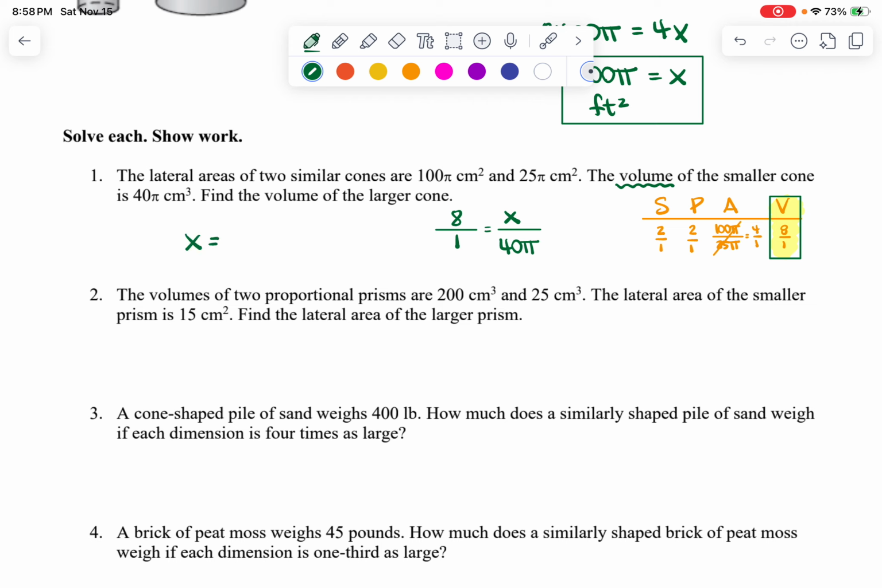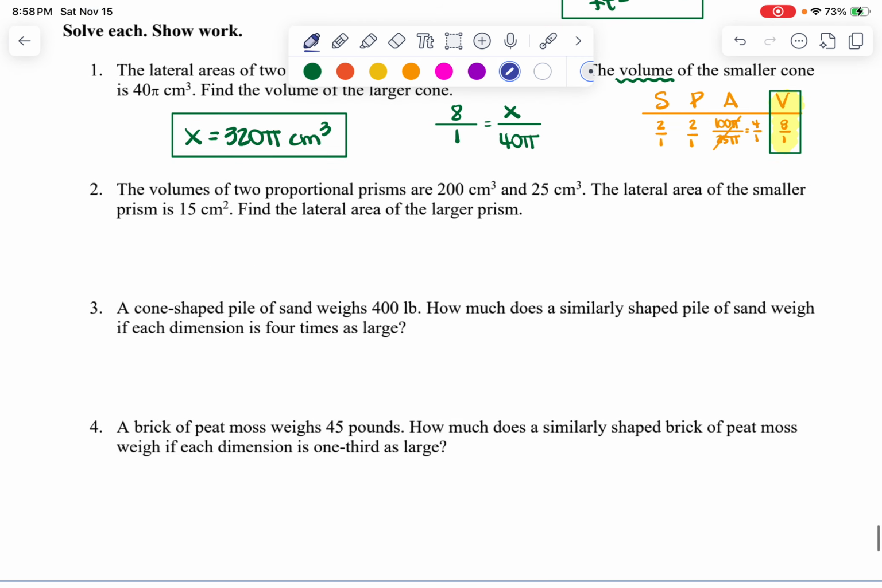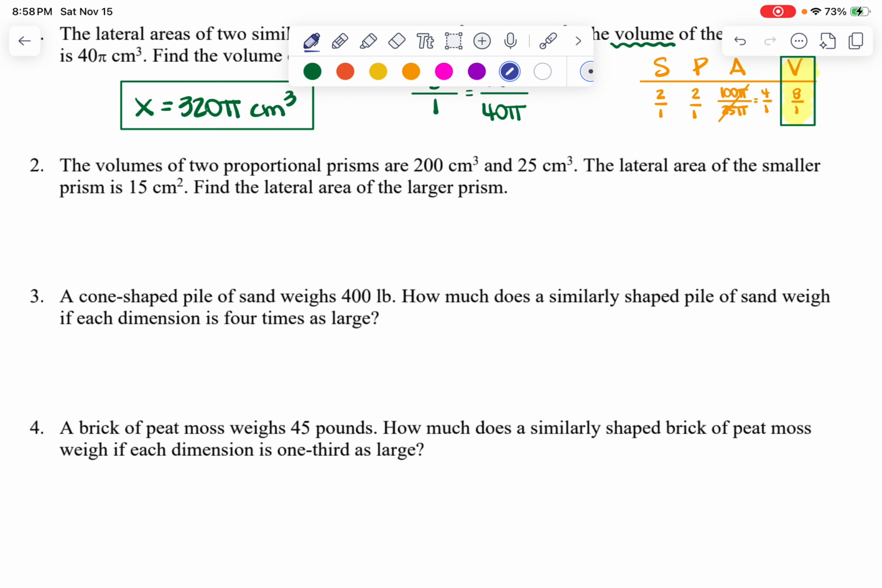But the proportion just kind of confirms that you're on the right track. So I like to go ahead and set that up. Let's see, that gives us 320 pi cubic centimeters, which, yes, is 8 times bigger than the volume of the smaller cone, which makes perfect sense. All right, moving on. I'm just going to kind of fly through these last few.